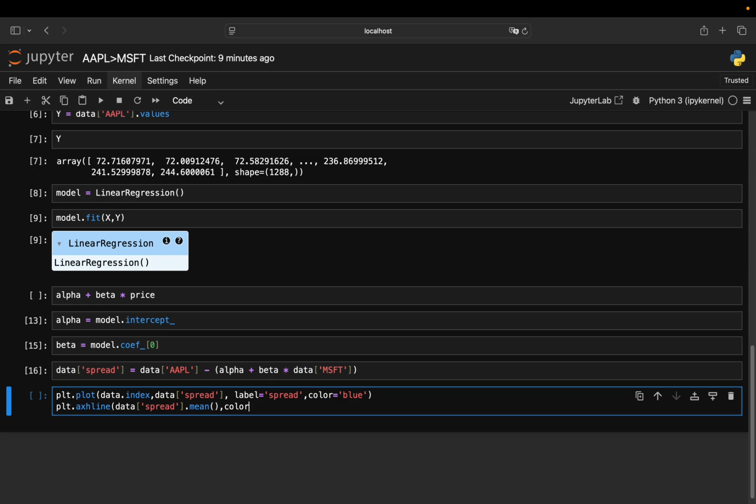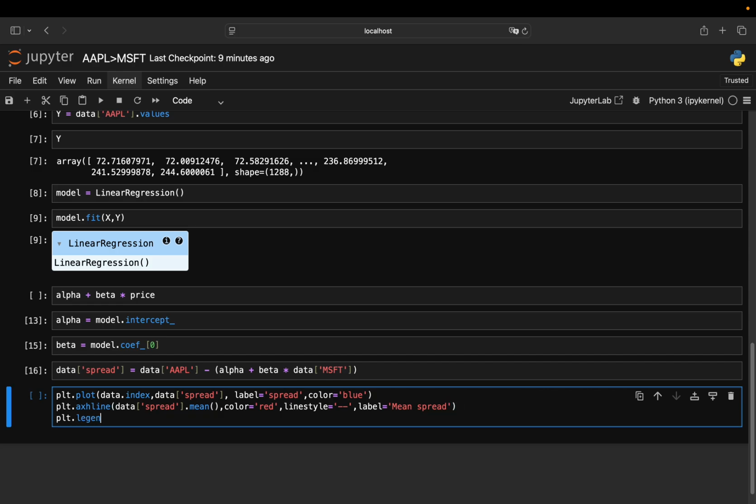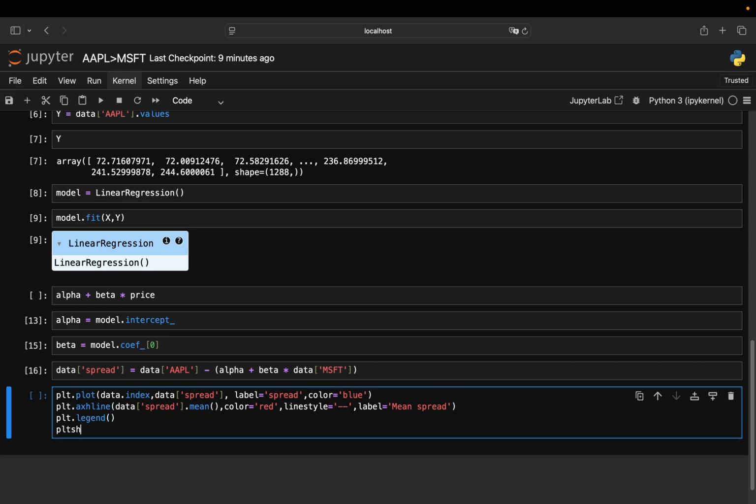Give it a nice color. Then maybe a dotted line here. So line style, zigzag. And then also give it a name. So mean spread. Then show the legend and show the plot. So that will give us a very interesting chart here.